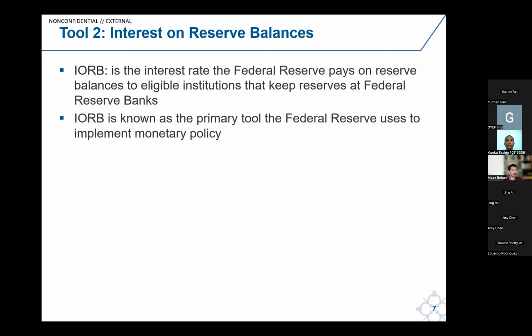So another question there: who can tell me what a reserve is? Or what does it mean when an institution has reserves at the Federal Reserve Bank?